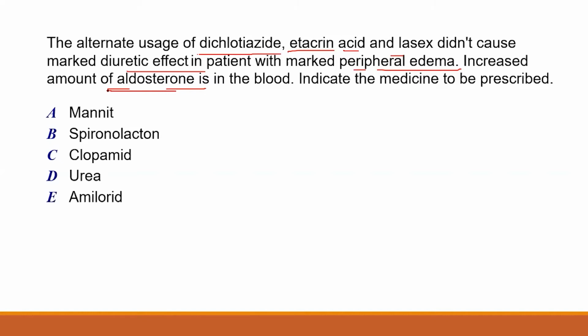Spironolactone. So here, your answer is B. Another name for this aldosterone antagonist is potassium sparing, meaning it will lead to the excretion of sodium, and as a result, water will be moving out with it. And again, it will preserve the electrolyte, which is potassium.